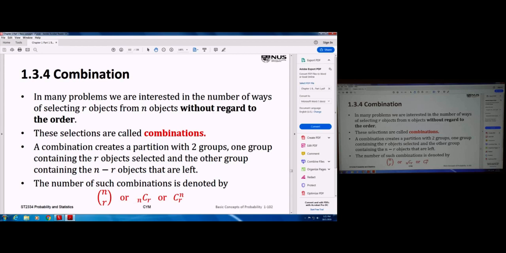But of course, the number of permutations we know is 3 factorial over 2 factorial. So how do you get this? There's a formula for working that out. Just as we said before, the number of permutations of choosing R from n is n factorial over (n minus R) factorial. The number of combinations also has a formula.